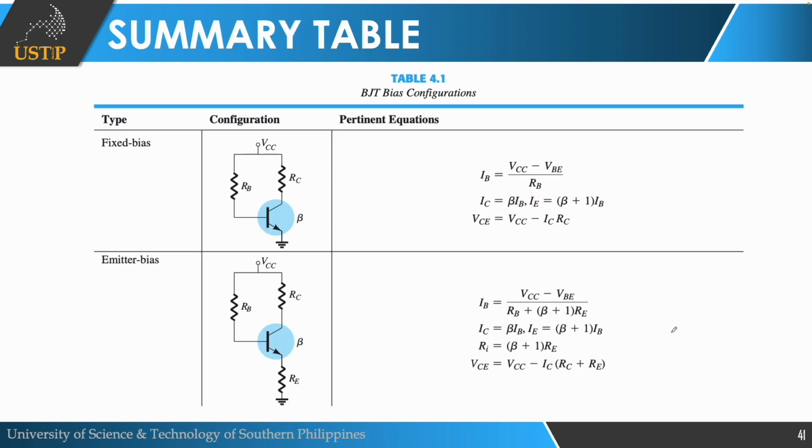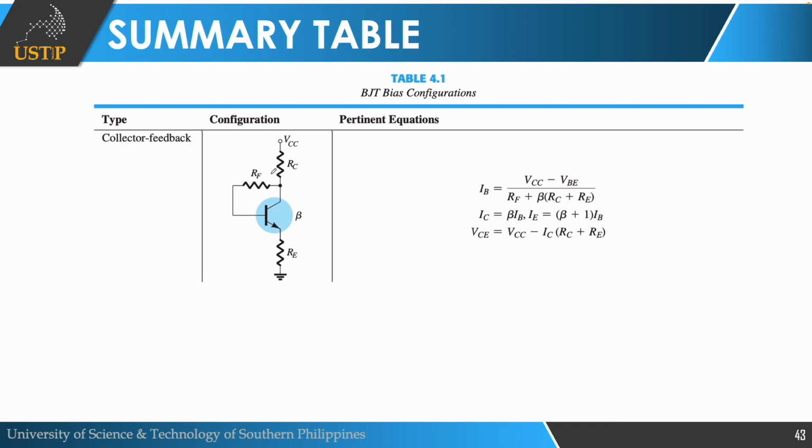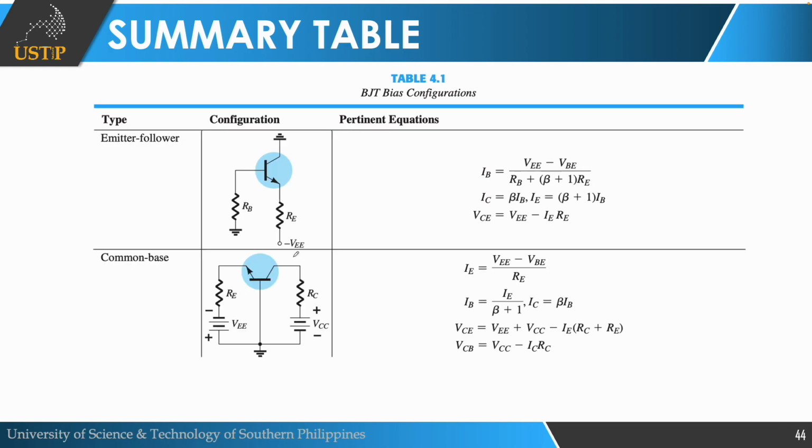So this is the summary table for all the BJT bias configurations. Remember, the fixed bias is the very basic and simple configuration given by this expression. Again, you don't need to memorize this as long as you know how to use KVL and to analyze a circuit. Even if you're given different configurations, you will surely get the equations and the expressions of that. So this is the fixed bias, and then add some resistor to your emitter. That will become your emitter bias. And then again, add some resistor over here, and that becomes your voltage divider bias. And then remove this one, transfer it to your collector. That becomes your collector feedback.